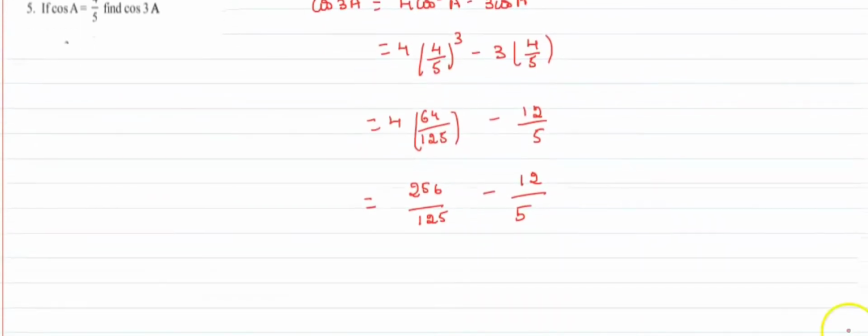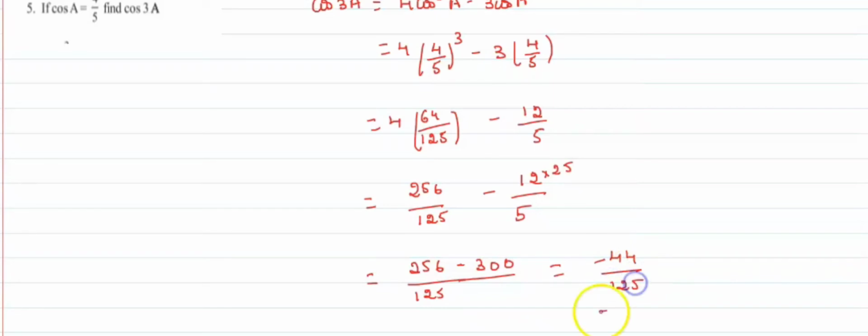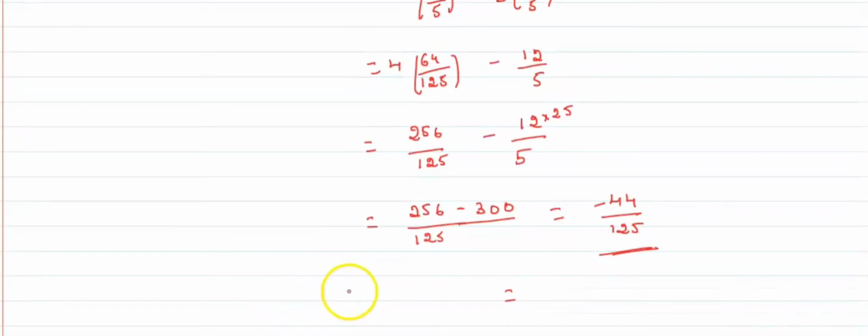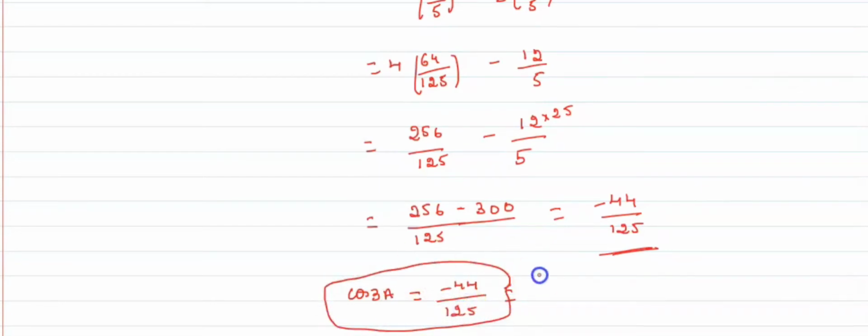The LCM of 5 and 125 is 125, so this you'll multiply by 25. So this is 256 minus 25 into 12, which is 300. So this is minus 44 over 125. Further cancellation is not possible, so this is your answer. So cos 3A will be equal to negative 44 over 125. Hope you understood. Next question.